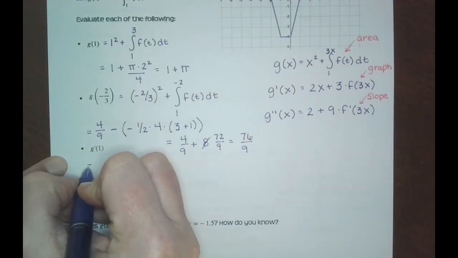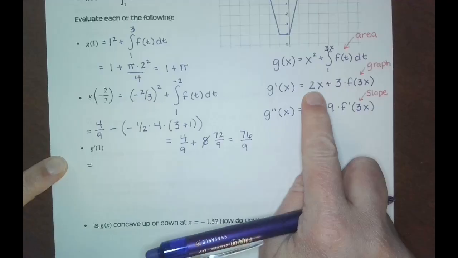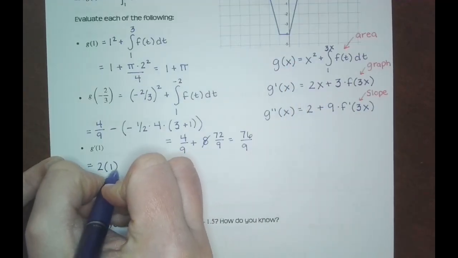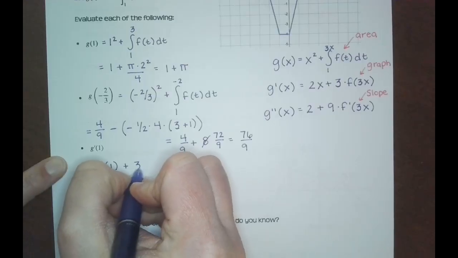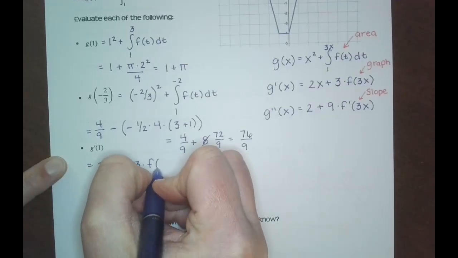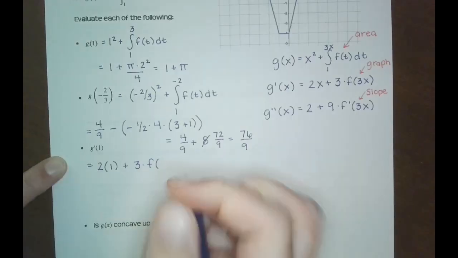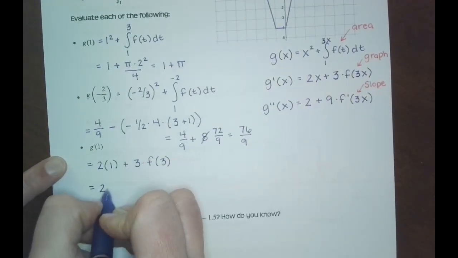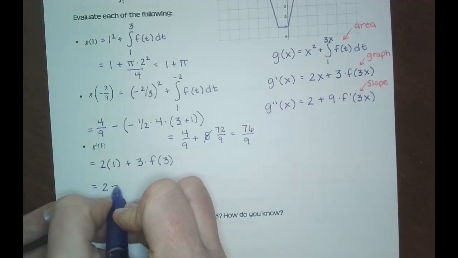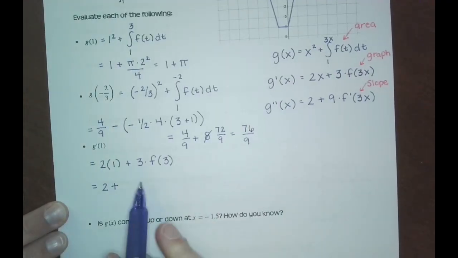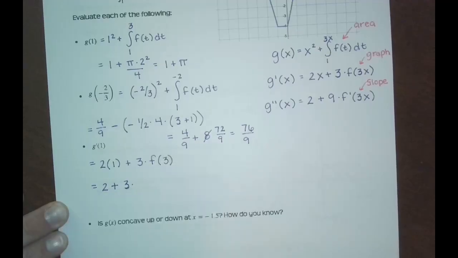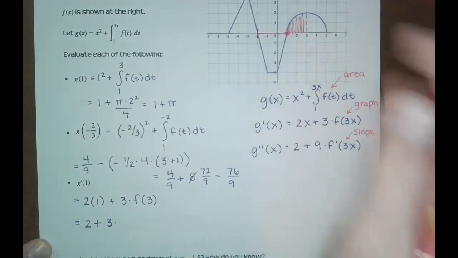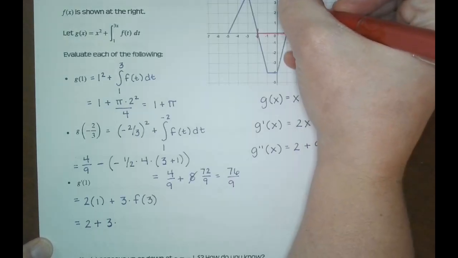Okay, so if I'm doing g prime of 1, because it was a prime, this is going to be 2x, so 2 times 1 plus 3 times f of 3x, and my x is 1, so that's just f of 3. So that's 2, whoops, not times, plus, I just did 2 times 1 there, 3 times f of 3, remember f is just the graph, so f of 3 is 2.